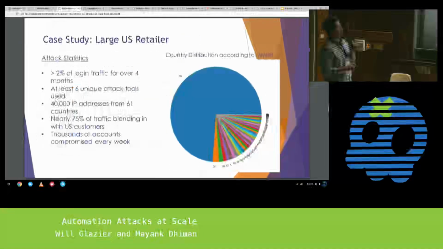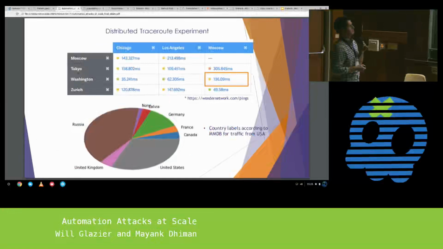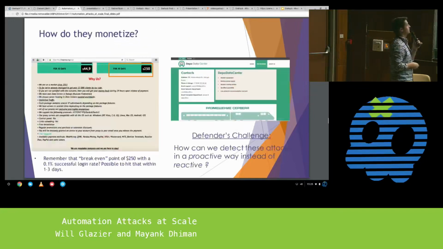Of that 75% that was supposedly from the United States, this is the distribution of where the traffic was actually coming from. The majority, like I said, was the United States and Russia, from three of those big ASNs that were launching this traffic.